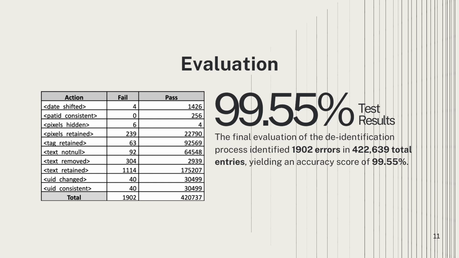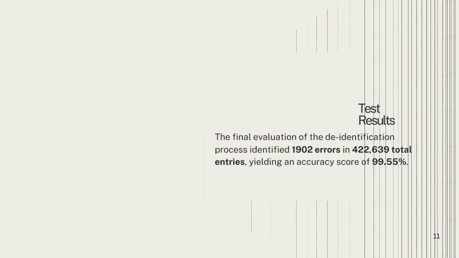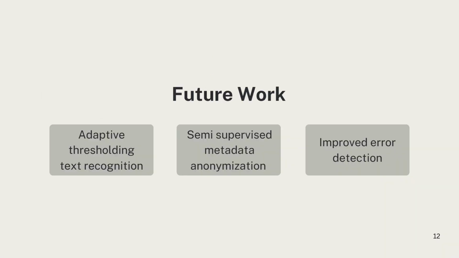Details of the failed and passed actions are provided in the table, which can help identify areas for further refinement and optimization. For future work, we aim to enhance the de-identification by implementing thresholding and improving text recognition, applying semi-supervised methods for smarter metadata anonymization, and incorporating advanced error detection to flag issues early.